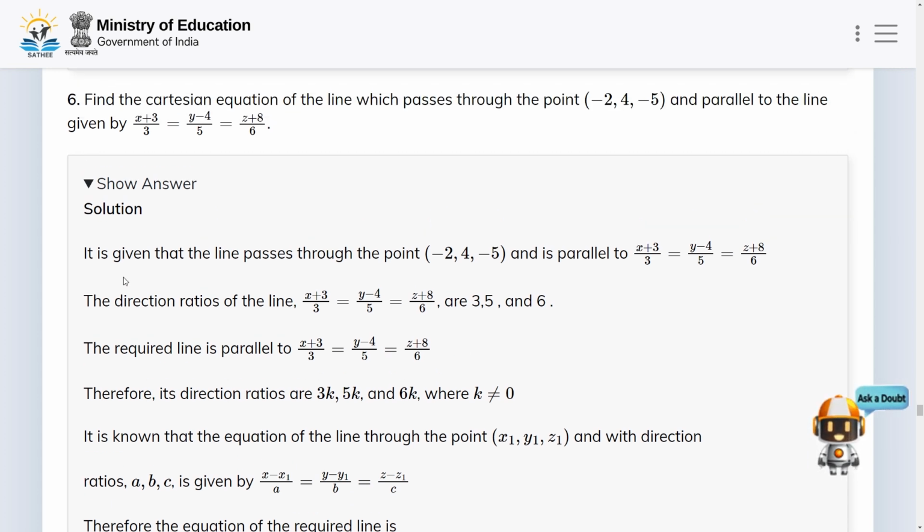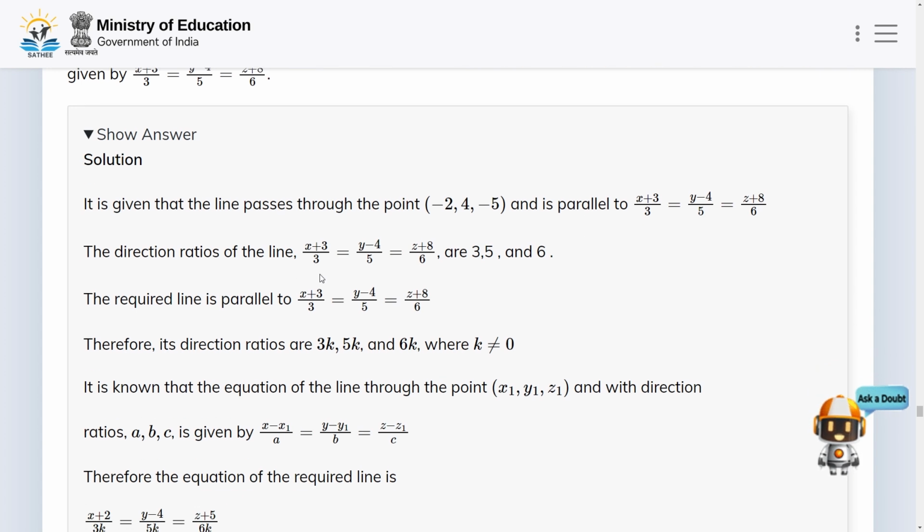So let me just once again go through this problem. It is given that the line passes through the point minus 2, 4, minus 5 and is parallel to this line. The direction ratios for this line are 3, 5, 6.